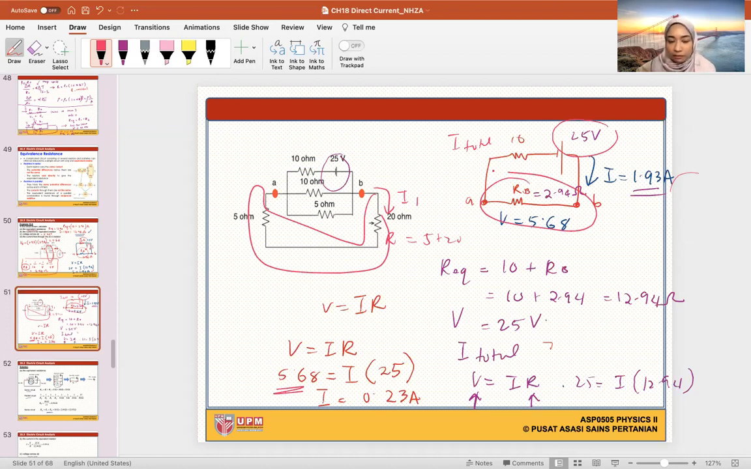If I wanted to find the I flowing through here, that's another good question. If I wanted to find the I flowing through the 5 ohms, how should I do it? I2, let's say.